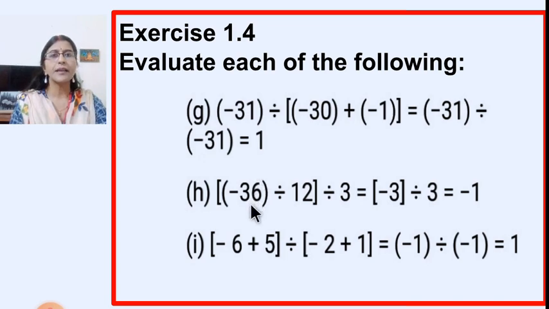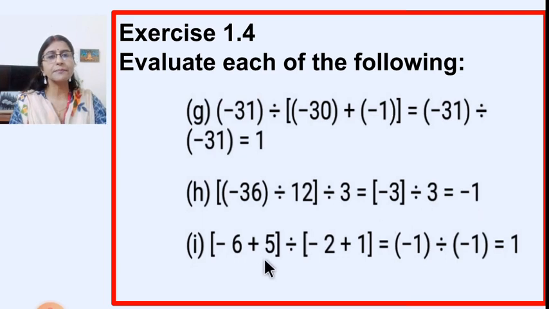Now next one is minus 36 divided by 12, enclosed in bracket, divided by 3. So first we will do the working of this. We have to divide 36 by 12. You will get quotient 3, since 12 times 3 is 36. So when you reduce this, you will get minus 3. And here in the dividend place, the minus sign is there. So minus 3 divided by 3 is minus 1.